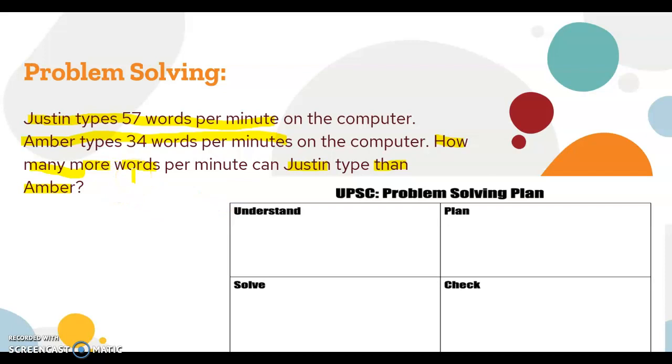I know that that tells me right there that I am comparing something. And what I'm comparing is what Justin can type to what Amber can type. And I'm trying to see how many more words Justin can type than Amber. And it's showing clearly right here in the problem that Justin does type more words than Amber, but how many more words? So that's what the question wants you to solve for.